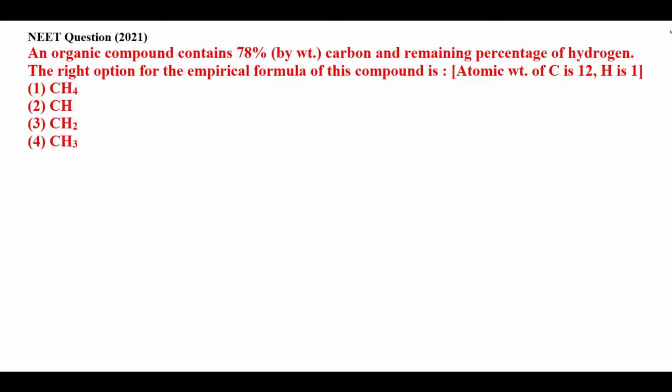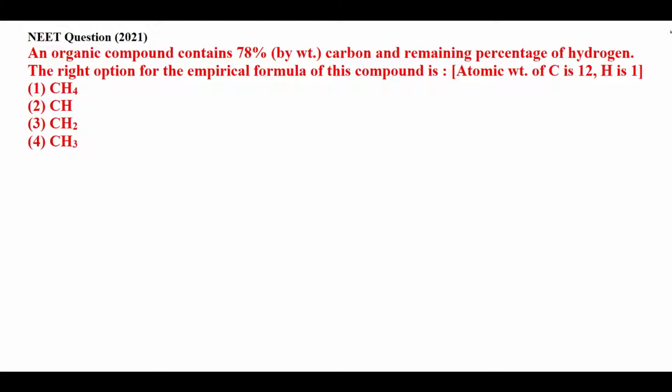Students, this is a NEET 2021 question. So let's read the statement. An organic compound contains 78% by weight carbon and the remaining percentage of hydrogen. The right option for the empirical formula of this compound is... The atomic weight of carbon is 12 and hydrogen is 1. We are having four options for a compound in which carbon is 78% by weight and hydrogen is the remaining portion, and we have to find the empirical formula of this compound.